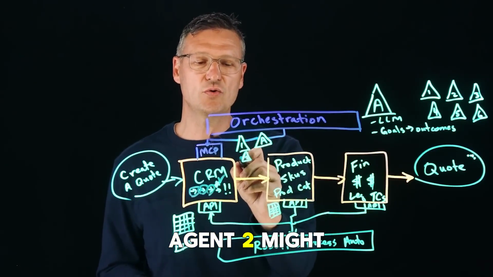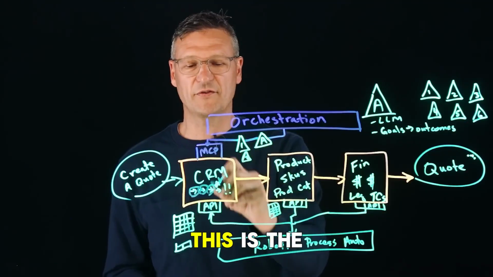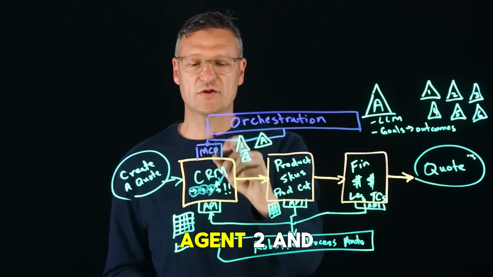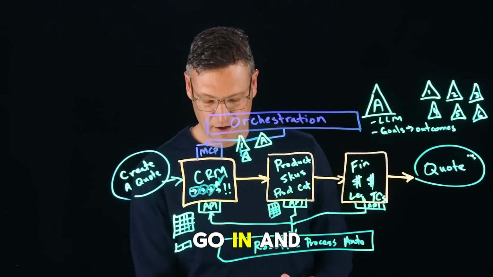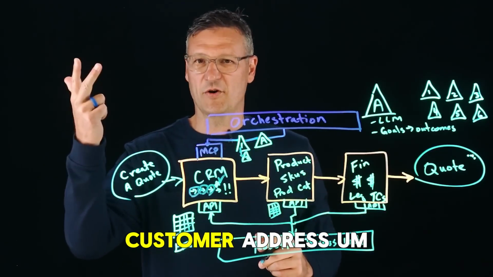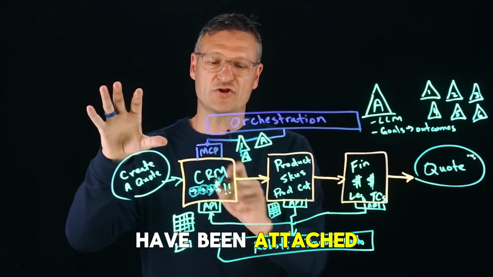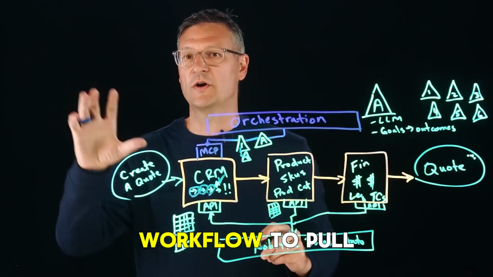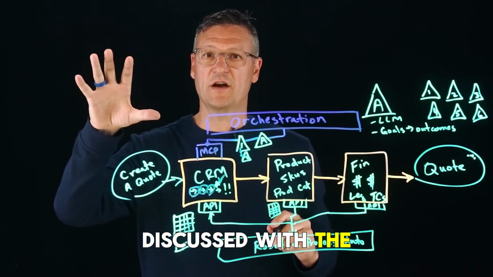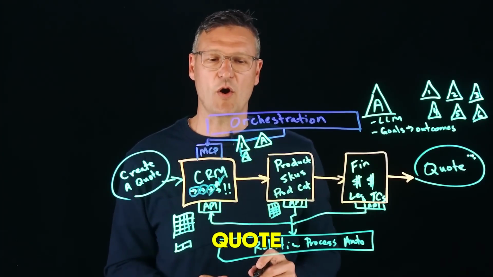And then agent 2 might be a grabber agent. So when agent 1 says, yep, this is time to generate a quote, a message may be sent to agent 2, and agent 2 may go in and grab customer name, customer number, customer address, and then may pull documents that have been attached into the CRM workflow to pull out what products and services have been discussed with the customer, and what it looks like we need to pull together for a quote.